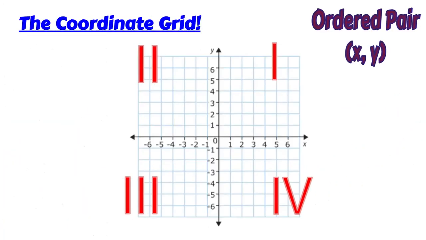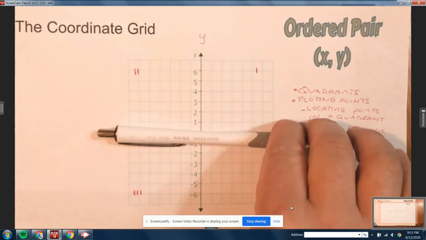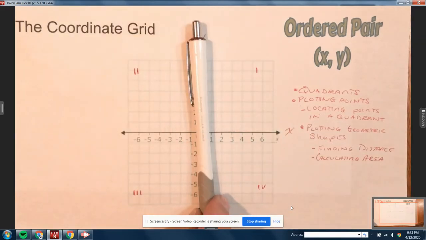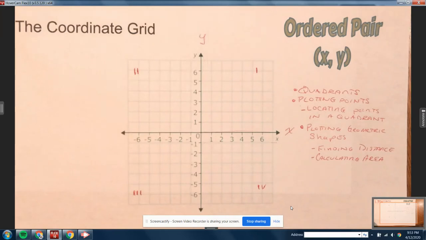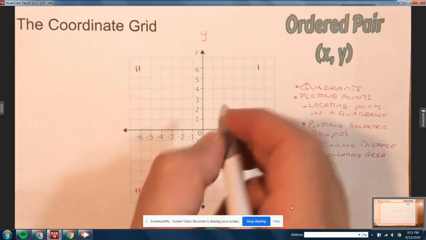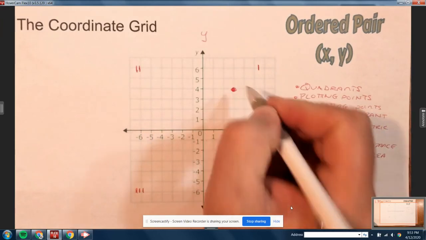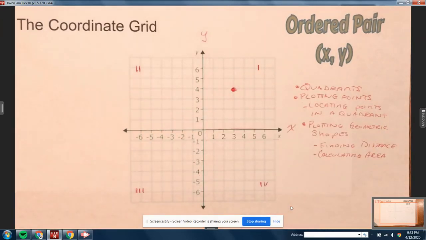A coordinate grid is comprised of two number lines, the x-axis and the y-axis. And these two axes intersect to form a grid, which is laid upon a plane, and the grid is used to locate a point on that plane. And we locate points on that plane by their coordinates or their ordered pairs.